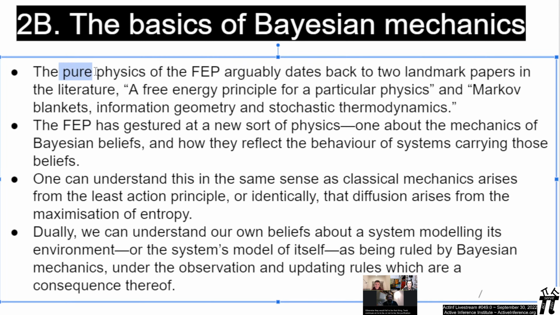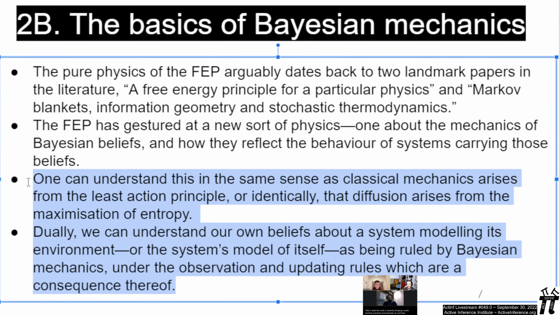The pure physics of the FEP arguably dates back to two landmark papers in the literature: A Free Energy Principle for a Particular Physics, Friston 2019, and Markov Blankets, Information Geometry and Stochastic Thermodynamics, which we didn't review here. The FEP has gestured at a new sort of physics, and that is what this work is recently bringing to a quite exciting crescendo and examples of. And here is a referral to the dual nature of FEP and constrained maximum entropy.